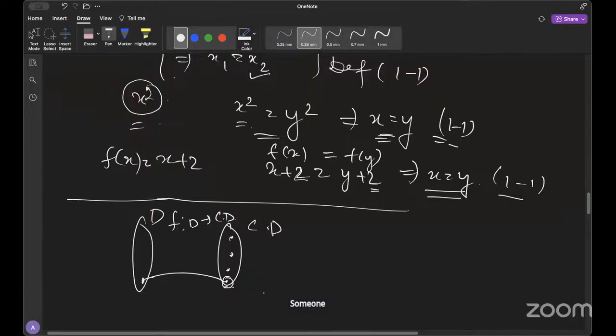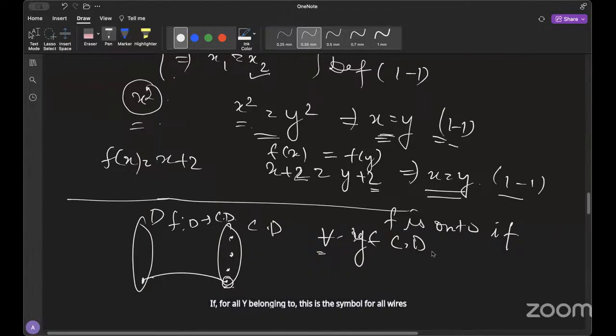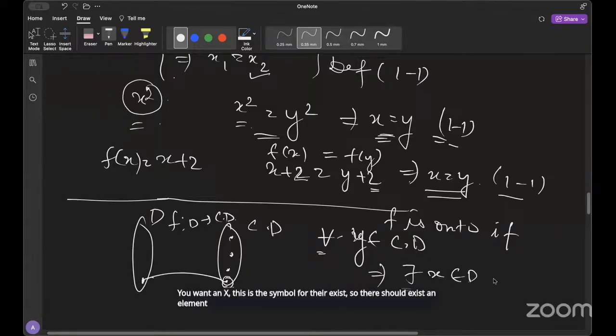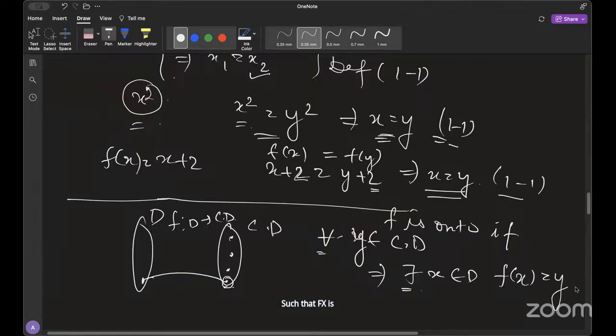Someone had a doubt in the definition of onto. Is it clear? Mathematically, f is onto if for all y belonging to the codomain, there exists an element x in the domain such that f of x equals y. So every element should have a pre-image.